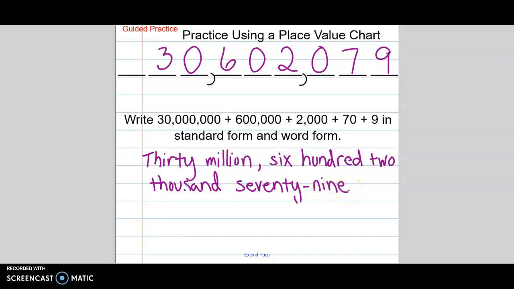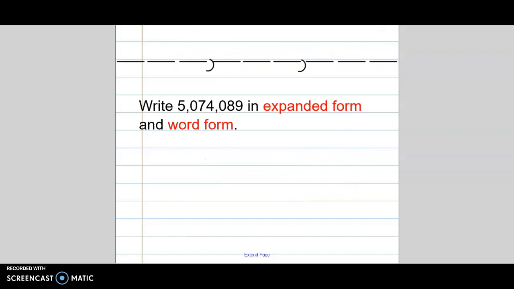So we've turned that expanded form into standard form, and we've also done it in word form. And in the next example, we're going to write 5,074,089 in expanded form and in word form. So we were given it in standard form already, which is how you would write it down as a regular number. Already been given that. We want the other two forms. So again, I like to have standard form as a base to start off with if I can.